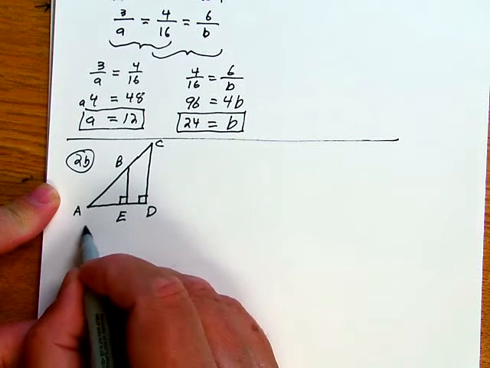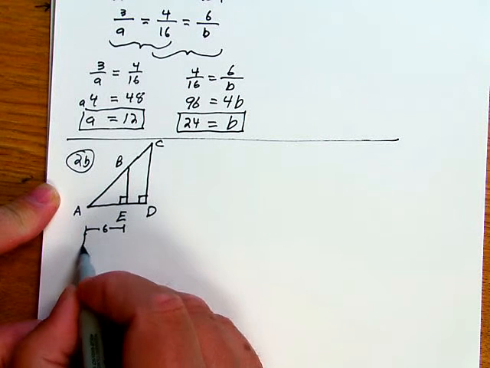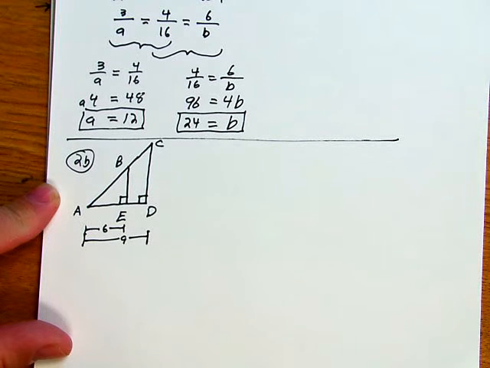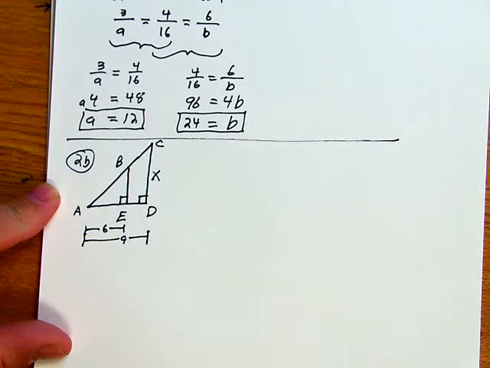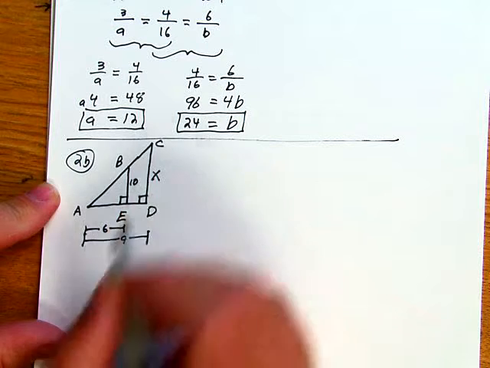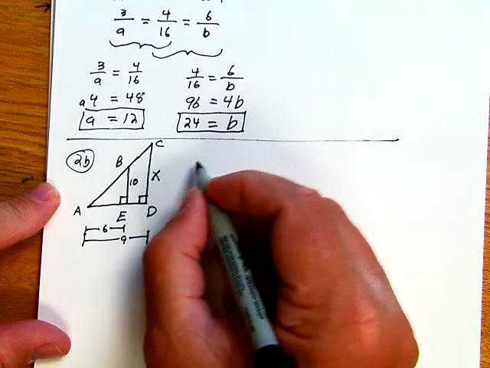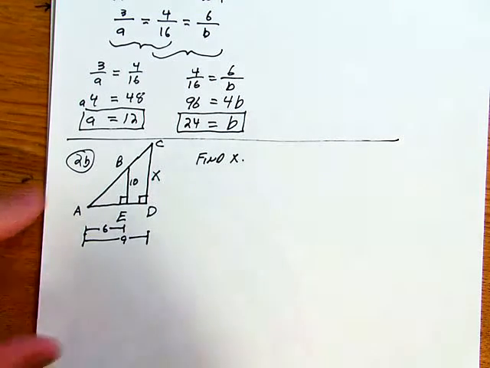And we know that these are both right angles. Okay? And we know that from here to here is 6 long, and from here to here is 9. We know that we want to find X, that outside, and we're given that this is 10, the inside vertical line. Okay, so we're told from this problem, find X.